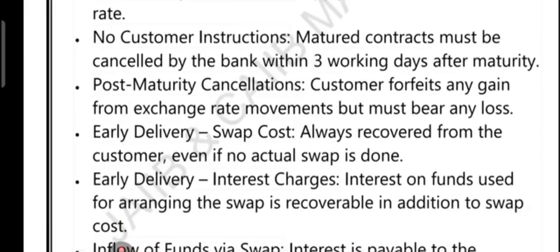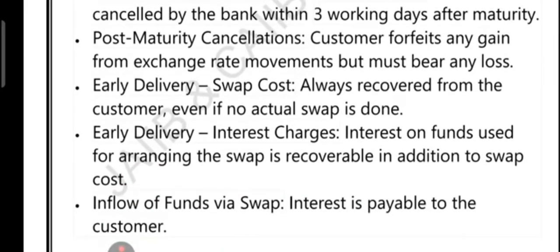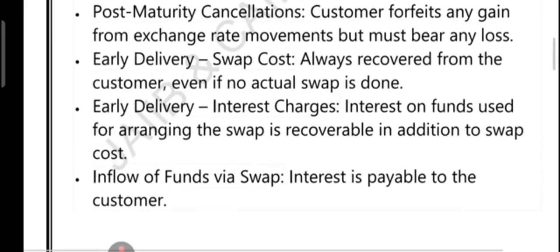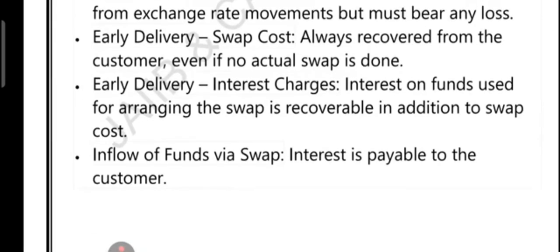So the bank always recovers the swap cost from the customer even if no real swap deal is carried out. On top of that, if a bank has to arrange funds for the swap, it also charges interest. Now, if the early delivery swap results in money flowing into the bank for the customer, the bank will pay interest to the customer. All these costs and interest are calculated based on the difference between the original contract rate and the rate used for arranging the swaps.